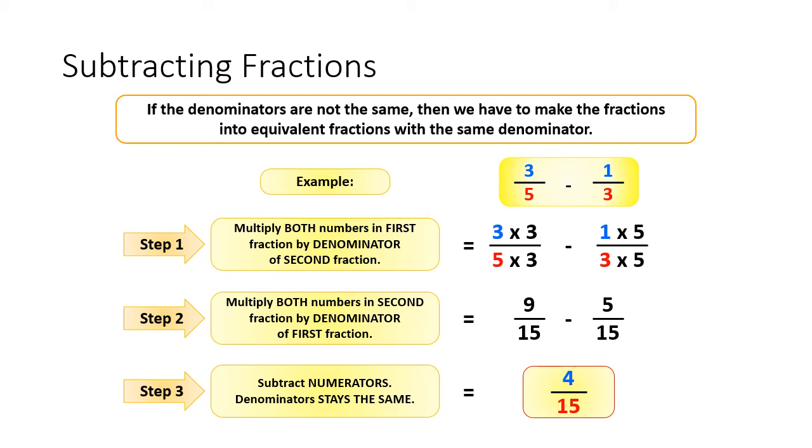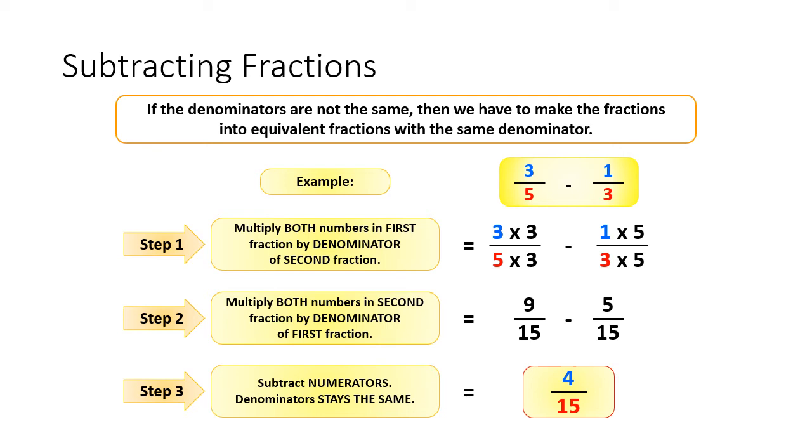3/5 is the first fraction. The denominator of the second fraction is 3. So let's multiply 3 and 5 both by 3. And then in step 2, multiply both numbers in the second fraction by the denominator of the first fraction. So 1/3 is the second fraction, and 5 is the denominator of the first fraction. So we will multiply both 1 and 3 by 5.